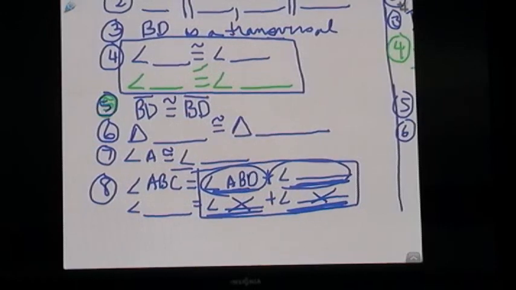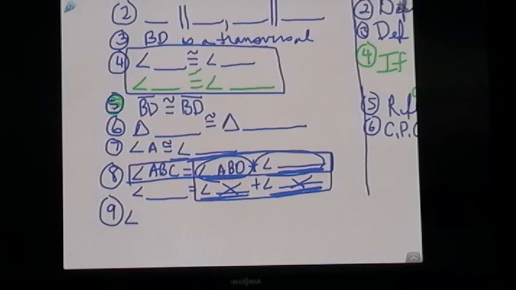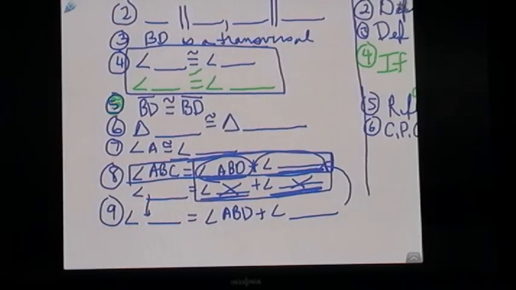So now you're going to have number 9. We don't need to rewrite this statement because we've already said it. So we're just going to take this angle right here, we're going to put it right there, and then we're going to say is equal to angle ABD plus angle whatever you have right there.